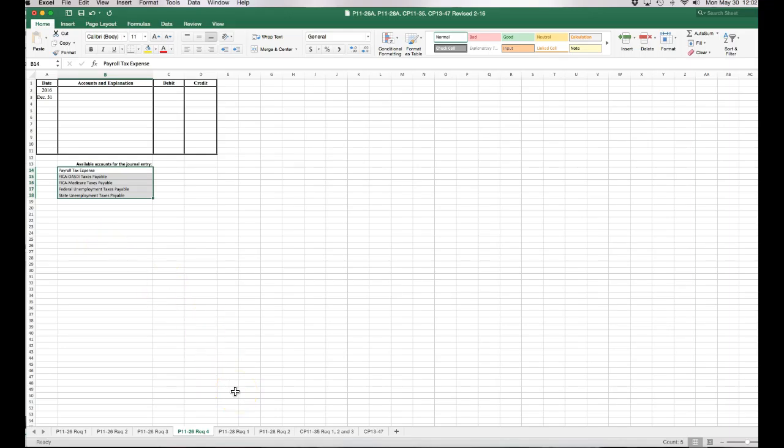Okay, so to see an example of this for journalizing your payroll, for the employee portion, you can refer to page 589 in the textbook. And for the employer portion, you can refer to page 591. Now those are textbook pages, not the PDF pages.